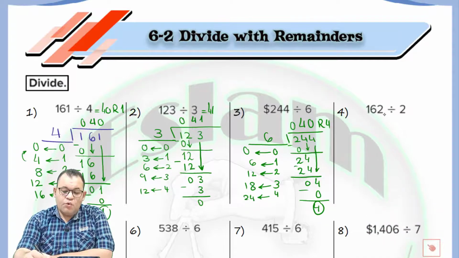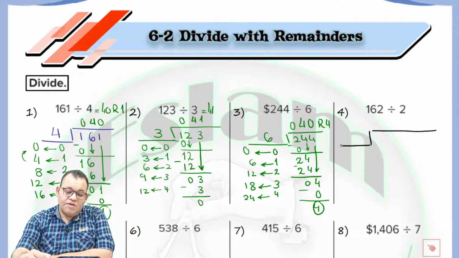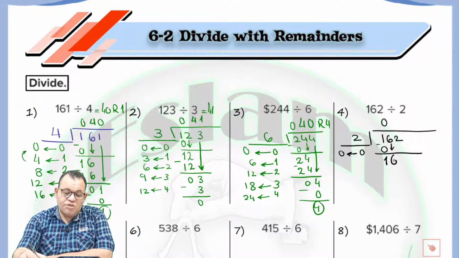In question number 4, we have 162 divided by 2. We will follow the same steps. We have here 162, we need to divide it by 2. Because 1 is smaller than 2, I will start from the left. The dividend is smaller than the divisor, so we write 0 up and 0 down, then subtract. Because 0 multiplied by 2 equals 0, 1 minus 0 equals 1. Bring down the next number, which is 6.